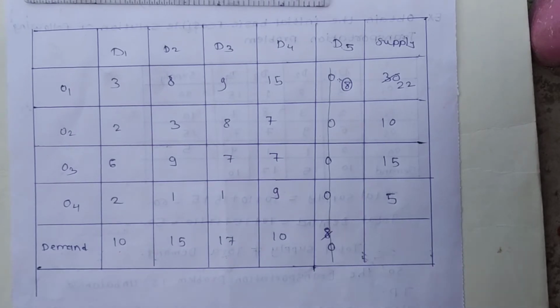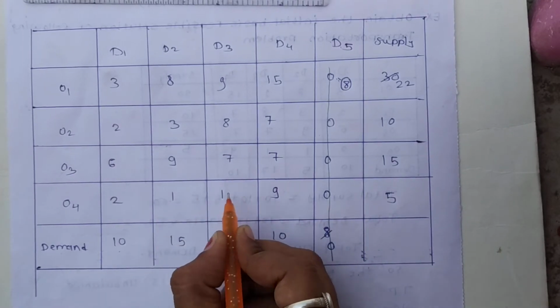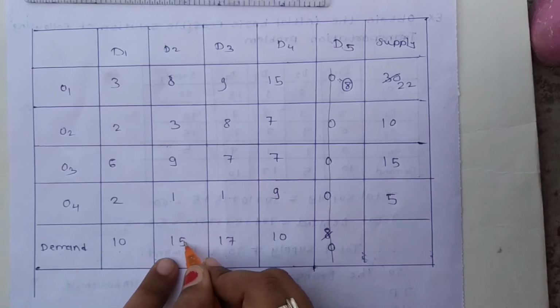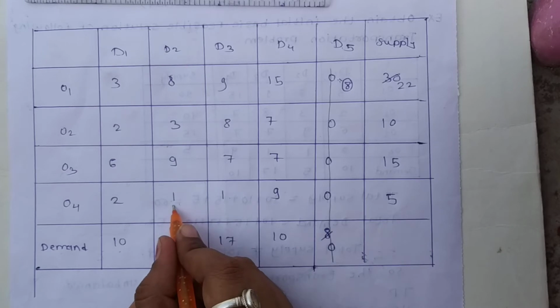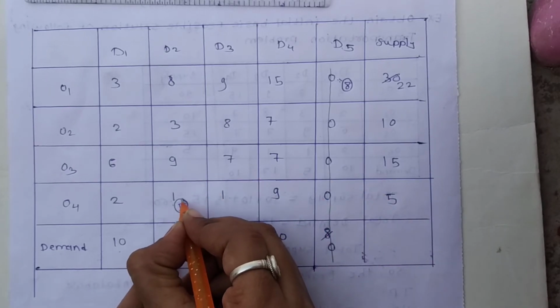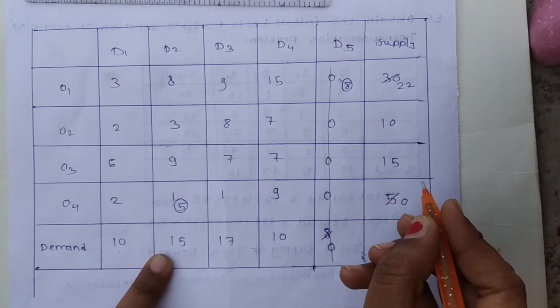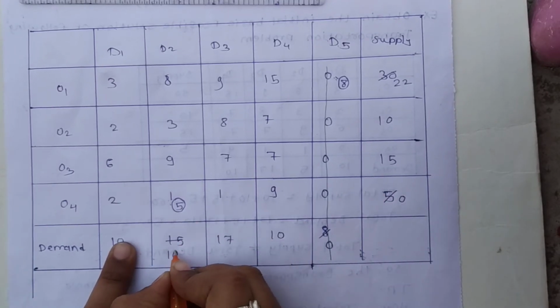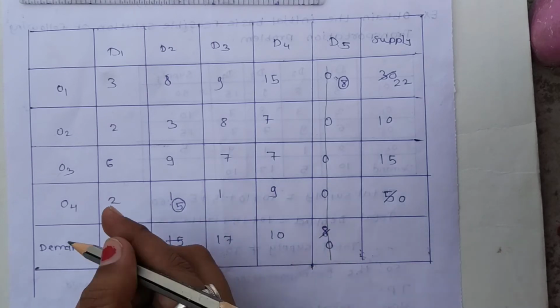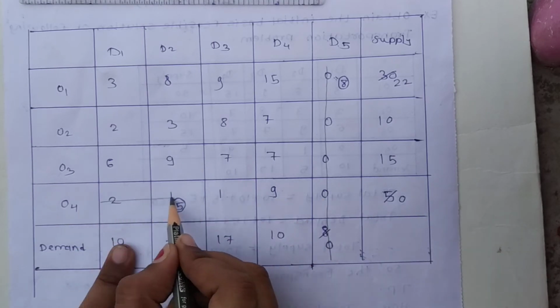Now in the remaining, the minimum is 1, so I take this first. For 1, demand is 15 and supply is 5. Minimum of this is 5. 5 minus 5 is 0, 15 minus 5 is 10. So O4, this row, gets cancelled.